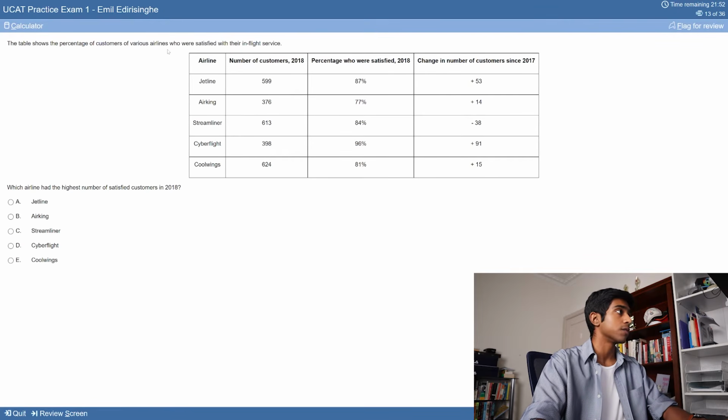So customers of various airlines who are satisfied with the in-flight service. Okay, which airline has the highest number of satisfied customers? I'm going to have to multiply all this, so no.